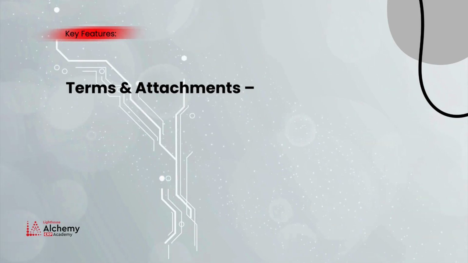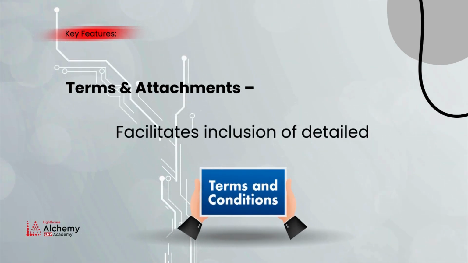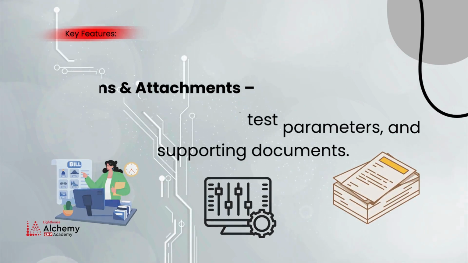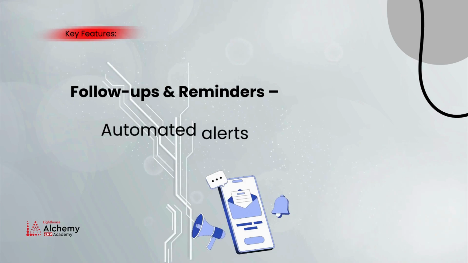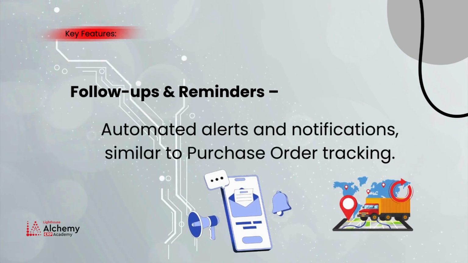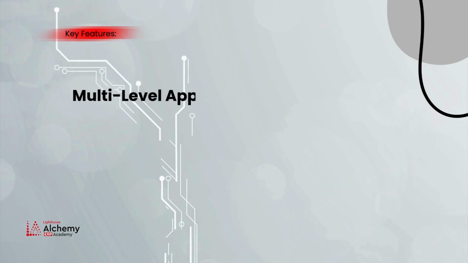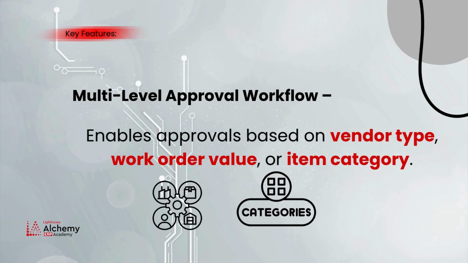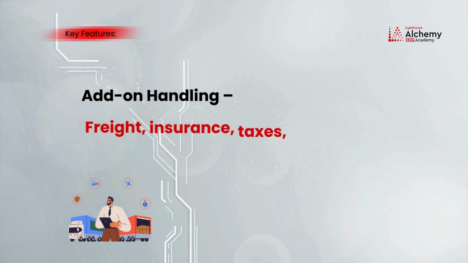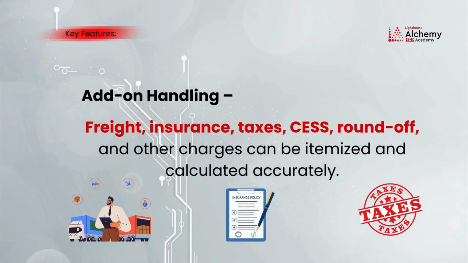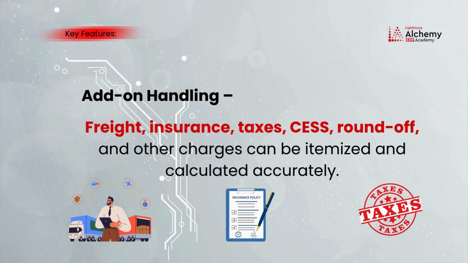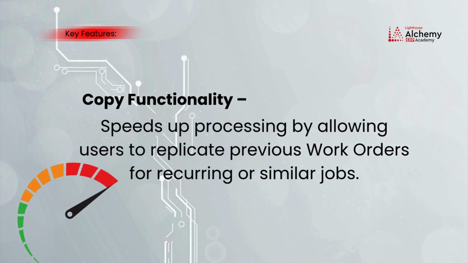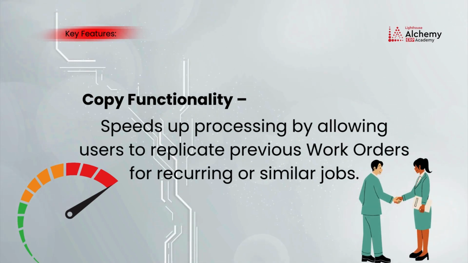Terms and attachments. Facilitates inclusion of detailed terms and conditions, billing information, test parameters, and supporting documents. Follow-ups and reminders: automated alerts and notifications, similar to purchase order tracking. Multi-level approval workflow enables approvals based on vendor type, work order value, or item category. Add-on handling: freight, insurance, taxes, cess, round-off and other charges can be itemized and calculated accurately. Copy functionality. Speeds up processing by allowing users to replicate previous work orders for recurring or similar jobs.